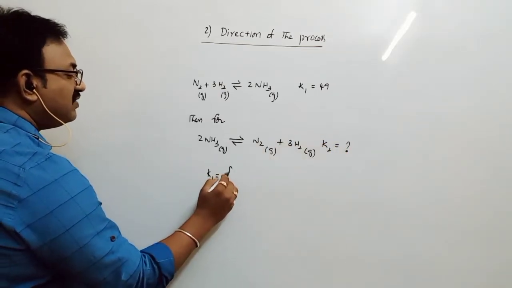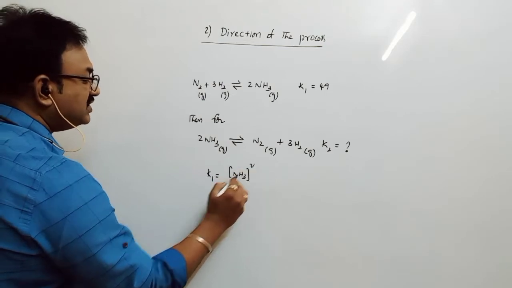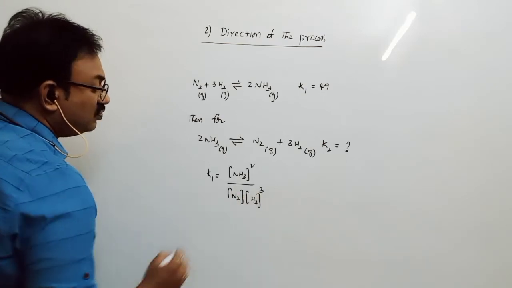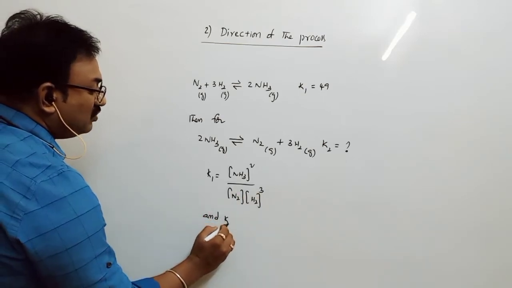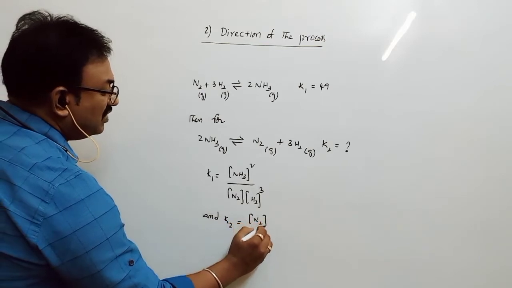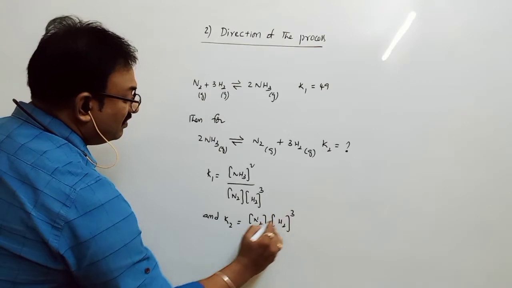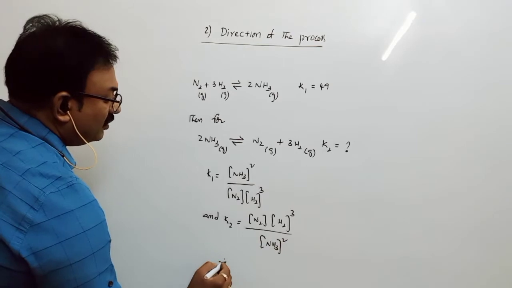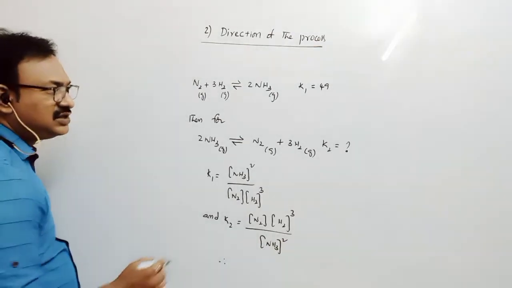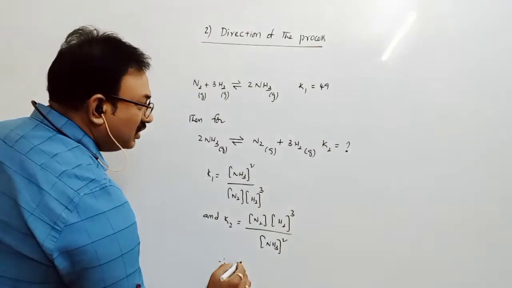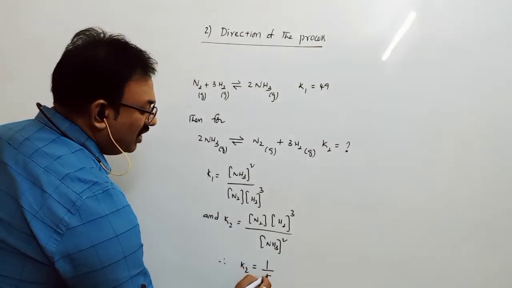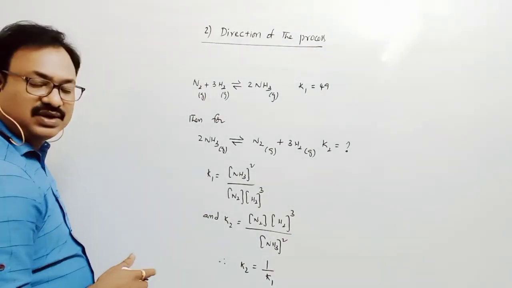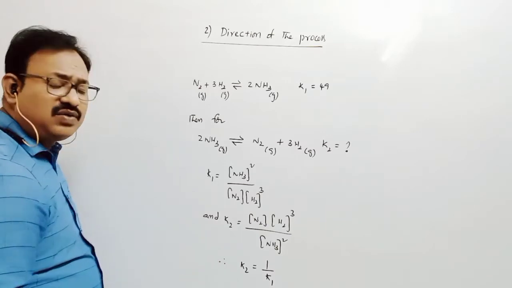See, what is K1 actually? Concentration of NH3 power 2 by concentration of N2 into concentration of H2 power 3. And what is K2? K2 can be written as concentration of N2 into concentration of H2 power 3 by concentration of NH3 power 2. Therefore, what is the relation? K2 is equal to 1 by K1. Understand? K2 is equal to 1 by K1, or K1 is equal to 1 by K2.